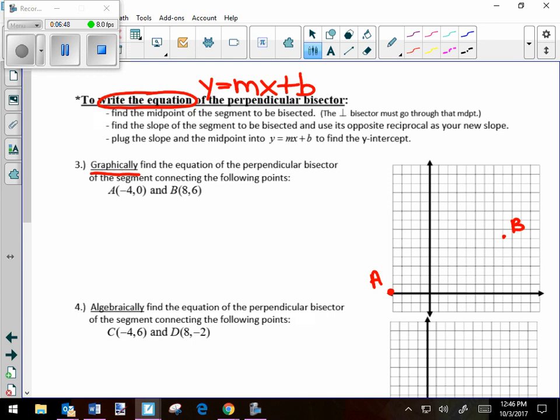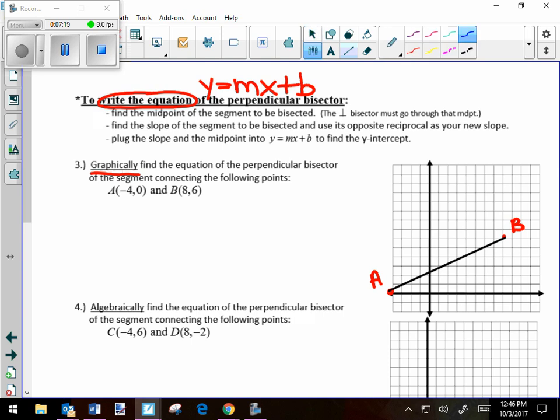And then I want to draw a segment to connect those two. So here is my segment connecting points A and B. I am in charge of finding the equation of the perpendicular bisector of that segment. By definition, my perpendicular bisector must do 2 things. It must be perpendicular to the segment that goes from A to B, and it has to bisect it.